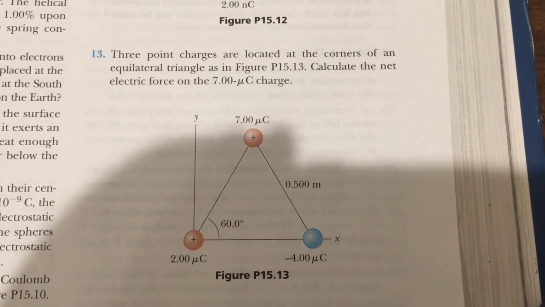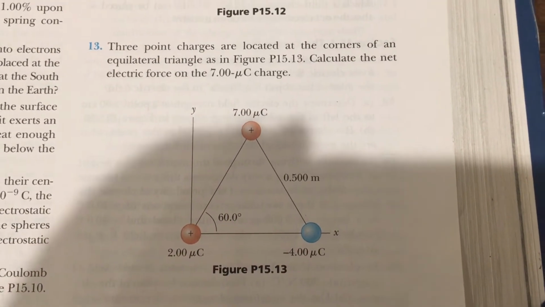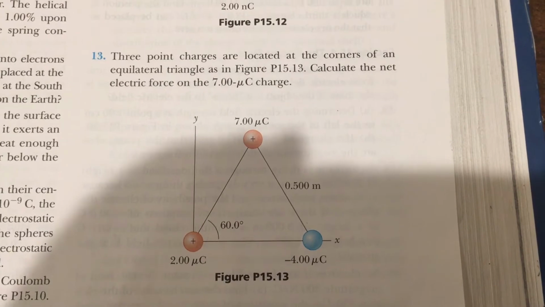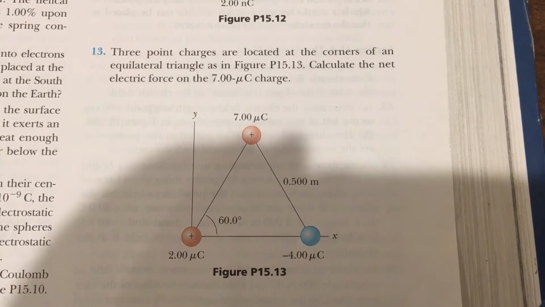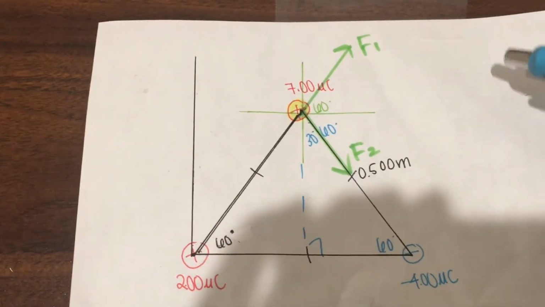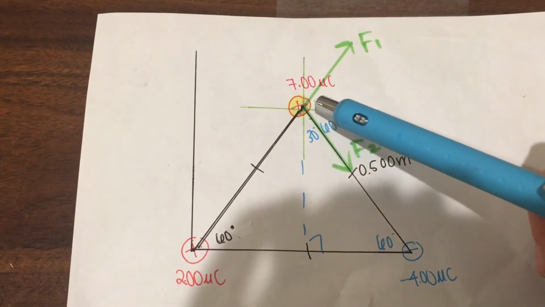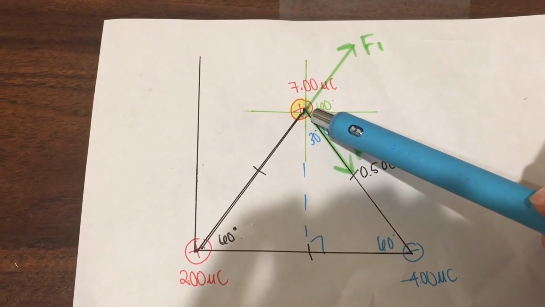Three point charges are located at the corners of an equilateral triangle as in figure P15.13. Calculate the net electric force on the 7 microcoulomb charge. Okay, so first I drew a diagram and I drew the forces that are acting on the 7 microcoulomb charge.